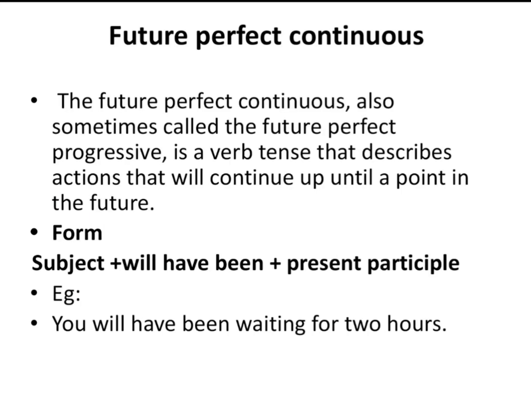And lastly, we have the future perfect continuous. It's also sometimes called the future perfect progressive. It is a verb tense that describes actions that will continue up until a point in the future. So the form is subject plus will have been plus the present participle. An example: you will have been waiting for 2 hours.